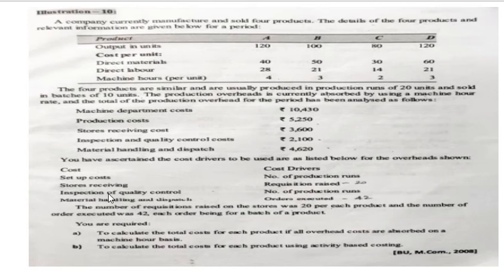Next, they've given stores receiving and requisition raised. Stores receiving cost is 3,600 and the requisition for it is also raised. Then inspection and quality control cost, which is 2,100, and number of production runs is being used as the base for it. Then material handling and dispatch cost is given, 4,620. For that, orders produced is the cost driver.